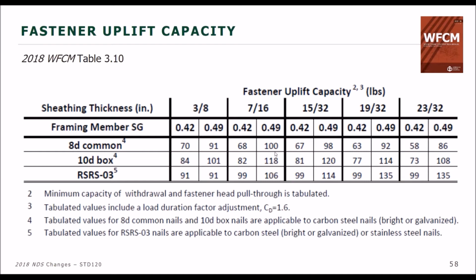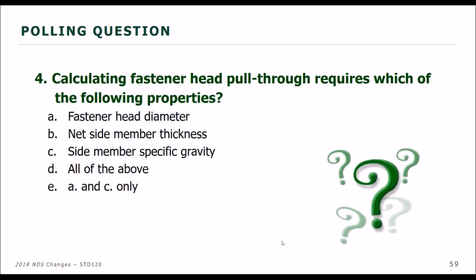Now look here at this column that we just talked about. Notice that the 10-penny box nails actually have a higher capacity. That's because fastener head pull through is what's controlling these new roof sheathing ring shank nails in this particular example. So that's why we introduced both of those into the new NDS, where you're checking both withdrawal and fastener head pull through. So I'm going to stop there and have Marcy come back and lead us in another poll.